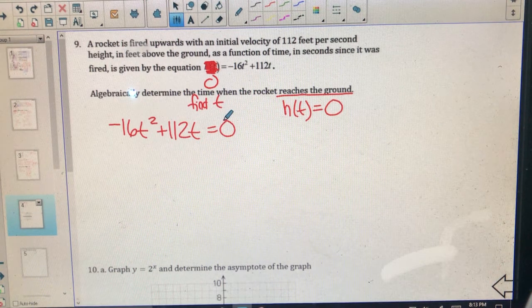Now, this is a quadratic. How do I know this is a quadratic? Because there's a t squared and there's a t. There's 2 different ways that I can solve this. I can solve this by factoring and teeing it up, or I can use the quadratic formula. I'm going to use the factoring and teeing it up method.